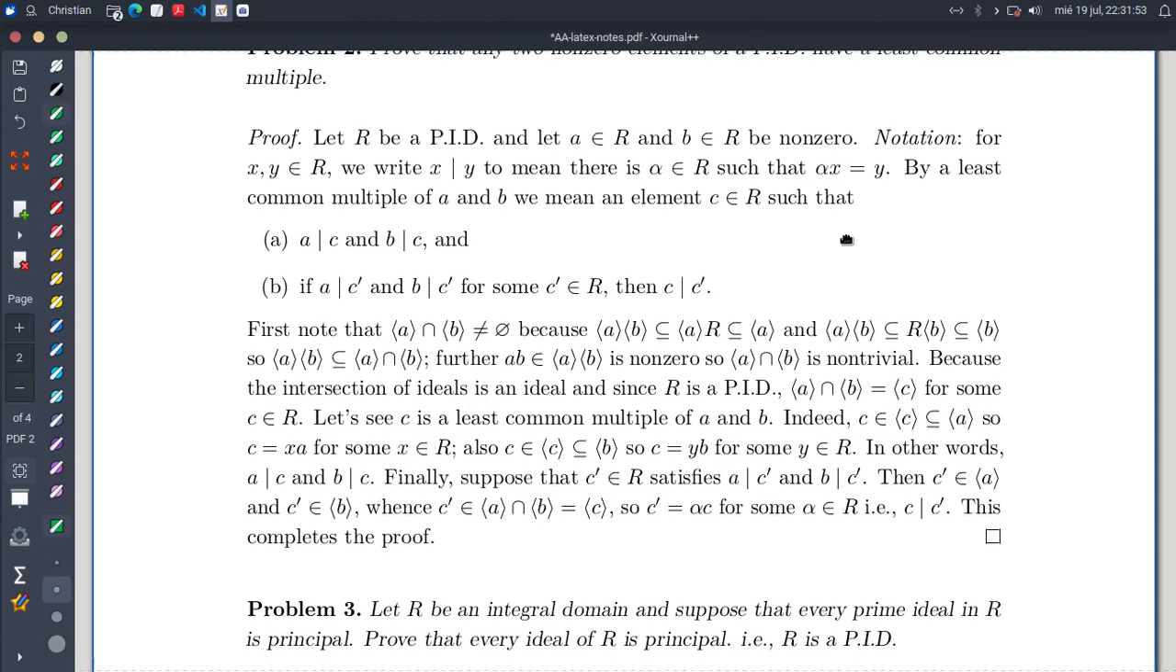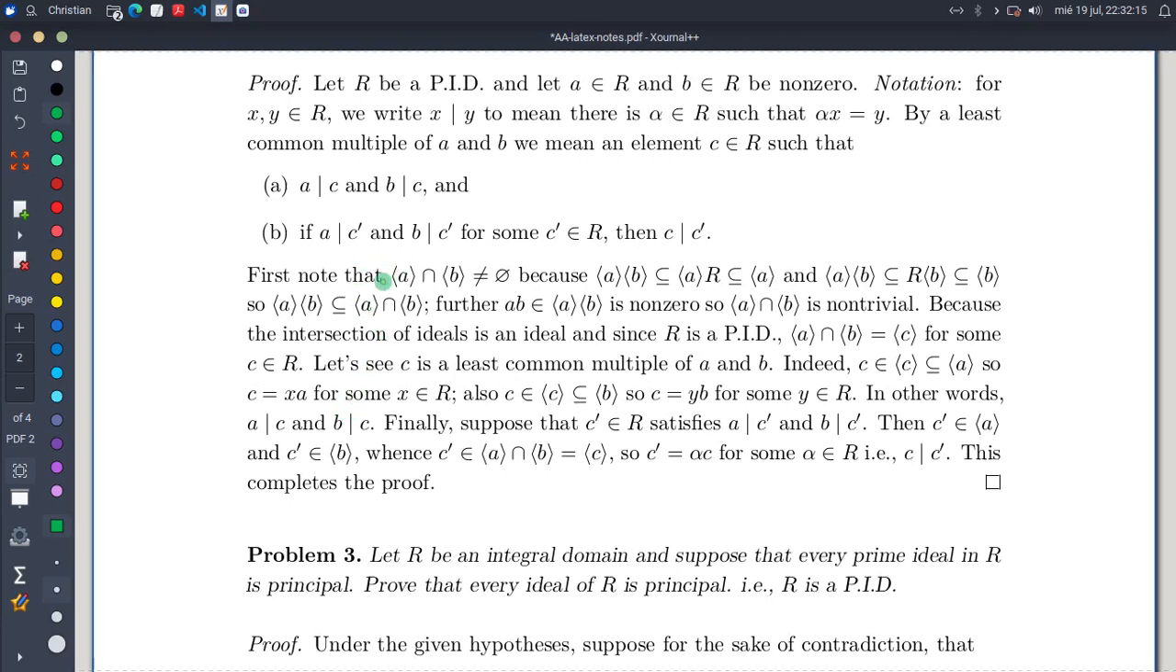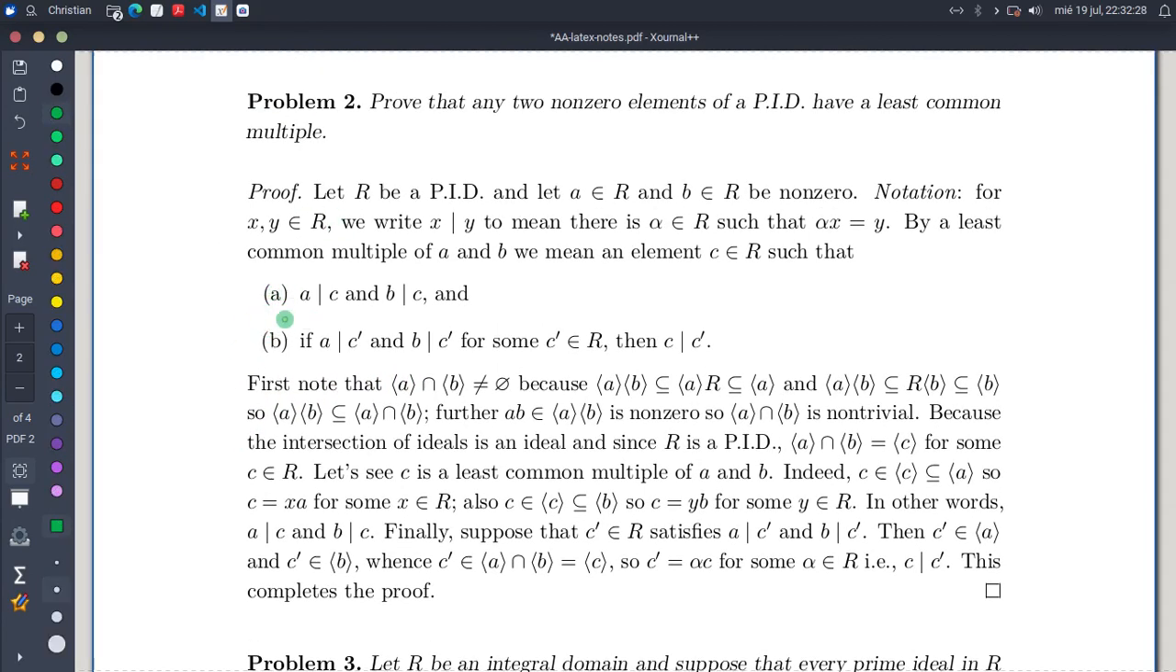Now, by a least common multiple of A and B, we mean an element C in the ring such that it is a multiple of A and B, and further, if there is an element C prime in the ring that is also a multiple of A and B, it follows that C prime is a multiple of C. So, to the proof. Actually, let me comment that this definition captures the idea of the least common multiple that we saw in the integers. So, in order to prove this, we're going to produce an element C with these two properties.